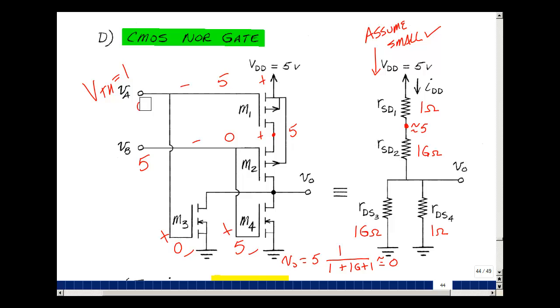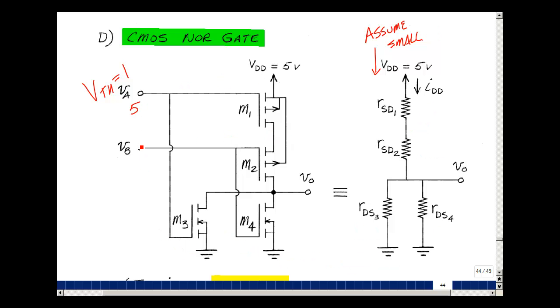Again, let me erase the previous results. 5 volts here, 0 volts here is our next case. And our gate to source voltage from here would be 5 volts, and our gate to source voltage from here would be 0 volts, and our source to gate voltage here would now be 0 volts. 5 volts minus 5 volts is 0.